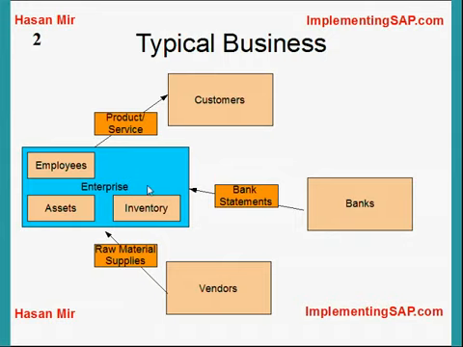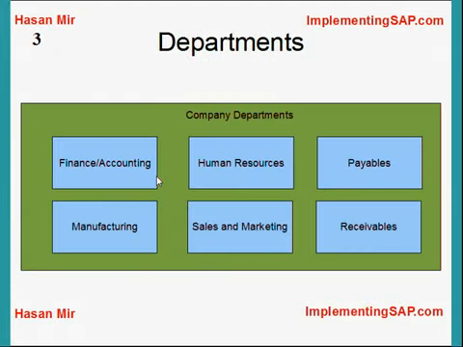So how would a company manage all these entities? In order to do that, a company has departments. Each department has a fixed role. Each department deals with a specific area of the business. For example, the finance department deals with reporting, and the HR department deals with managing employees, etc. So a typical company is divided into departments. More examples would be the payables department dealing with vendors, the receivables department dealing with customers, the sales and marketing department doing sales and marketing, and the manufacturing department dealing with the manufacturing of the company.